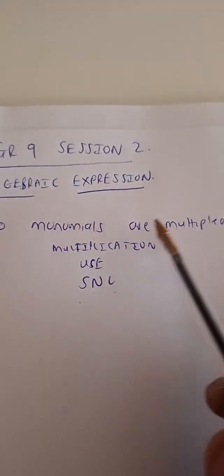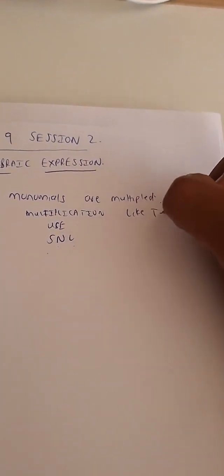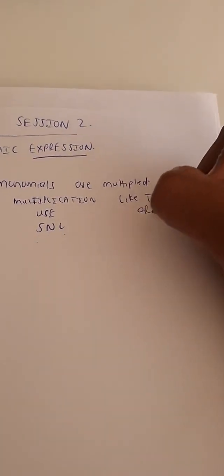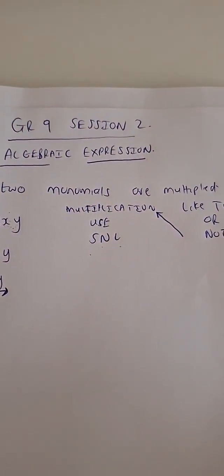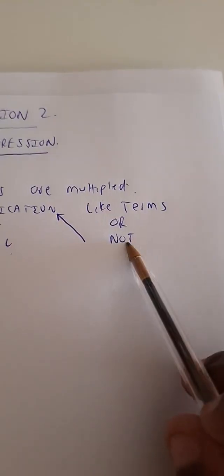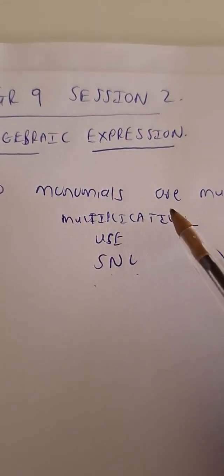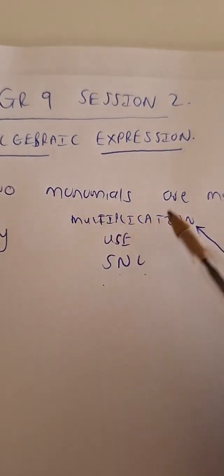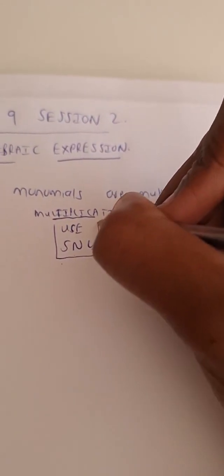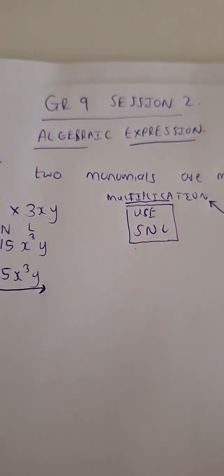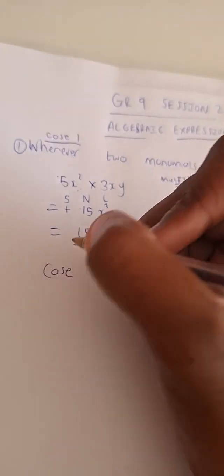So whenever two monomials are multiplied, whether they are like terms or not, the show must go on. Multiplication happens. What do we do when we multiply? We use SNL.